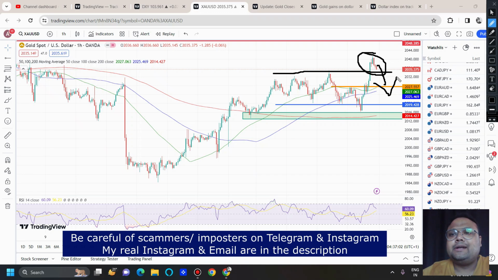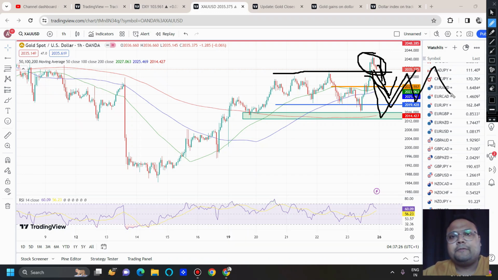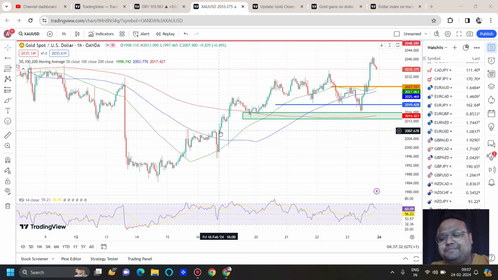The first possibility is that gold is in an uptrend. After forming a higher high, it will take support, form a higher low and bounce back again, where we can go for a buy. And the second possibility is that after grabbing all the liquidity above the 2030, 2031, 2032, 2035 levels, the market will come down again and act as a sideways market. So the market opening is going to be very important.